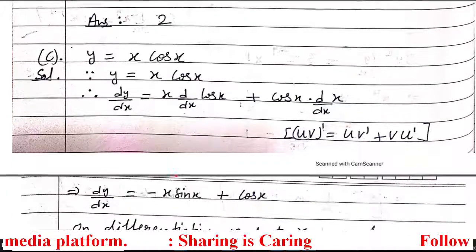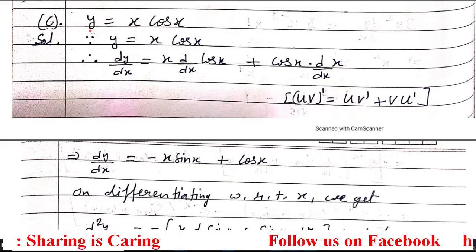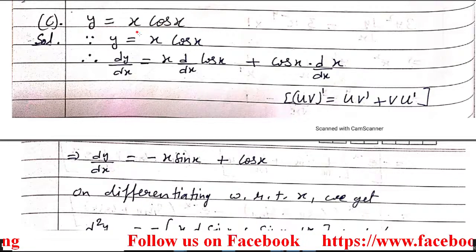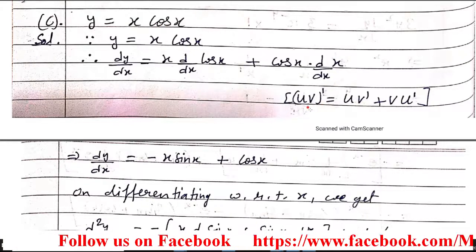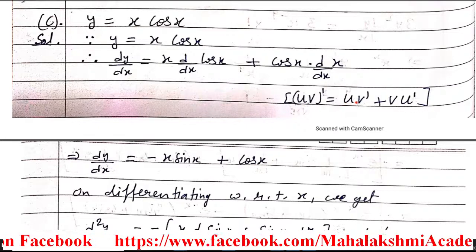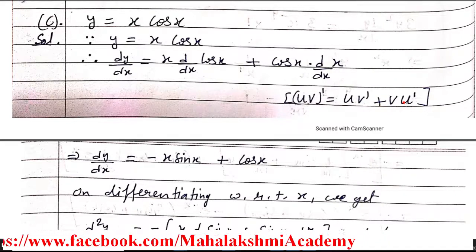Now we move to the C part of the same question. In C part you can see the function is y is equal to x cos x. So it is the product of two functions. When we have to differentiate the product of two functions, the formula is: first function as it is, differentiation of second function, plus second function as it is, then differentiation of first function.